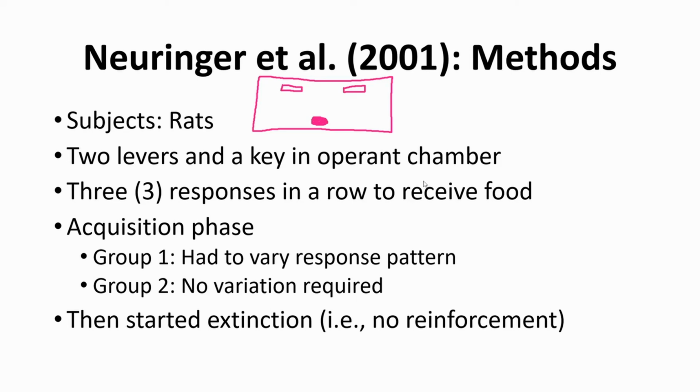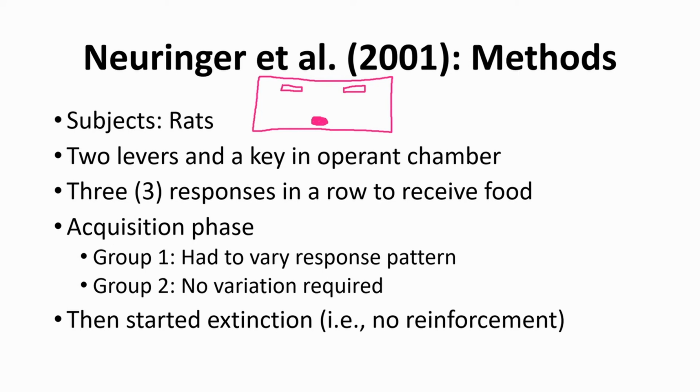So then maybe on trial 2, they would press the left lever once and then the key twice, and then they would get reinforcement. And then the next time they'd have to try something else again. So we've seen this before, where they're being reinforced for variability, for novel responses. And so we can expect that this group would show an increase in their response variability, because that's what they're being reinforced for.